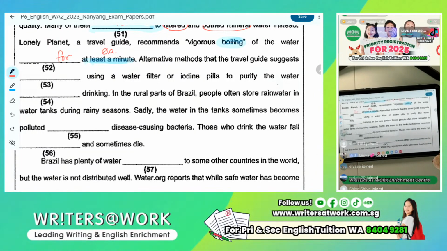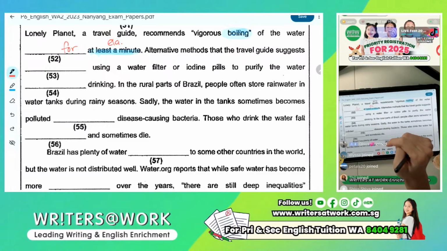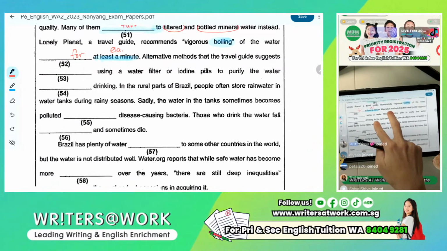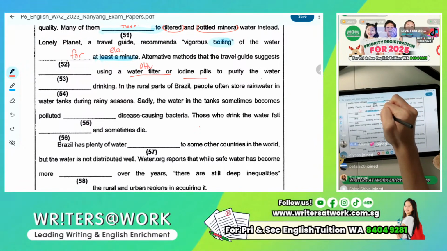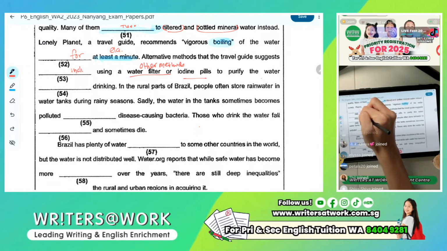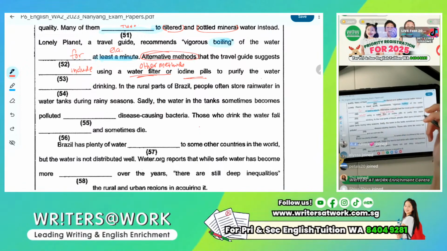Alternative methods that the travel guide suggests, dash using a water filter or iodine pills to purify the water. So over here, we are looking at other methods here. So we will say they include, because these are just a few methods from the Lonely Planet's book of alternative methods. So you can say these are like part of this thing.